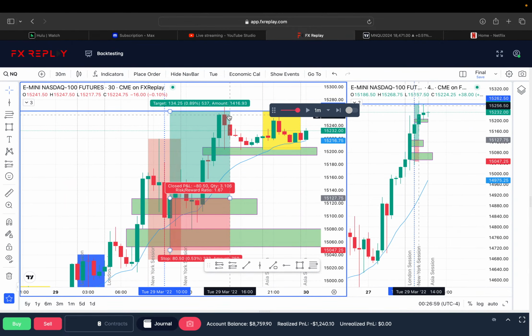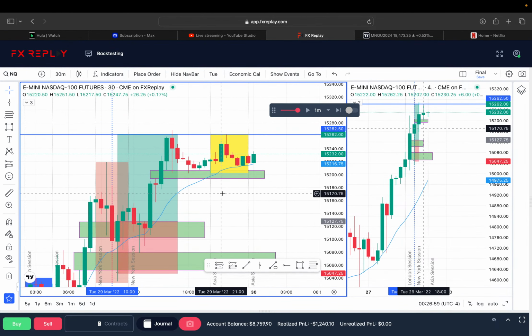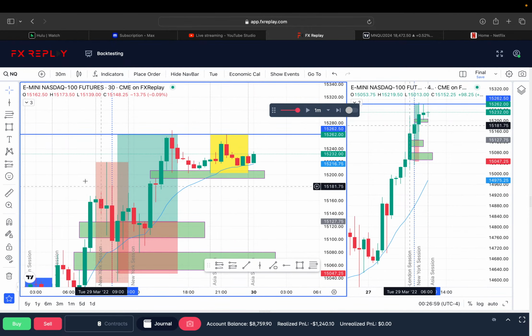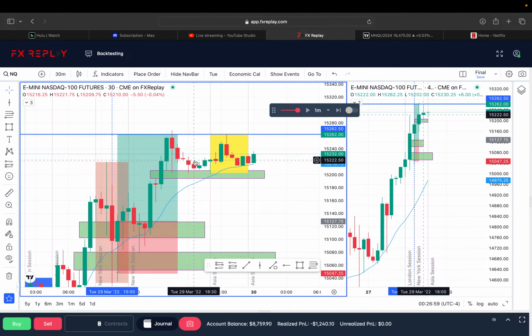But to me, I take it to the first one. Whatever happens after me, because if it reverses on me, I'm sick. And if you trade Apex, your drawdown follows your highest point. So if you were up $500 right here, but you closed at $200, your drawdown is up $500 now, not $250. So be aware of that.